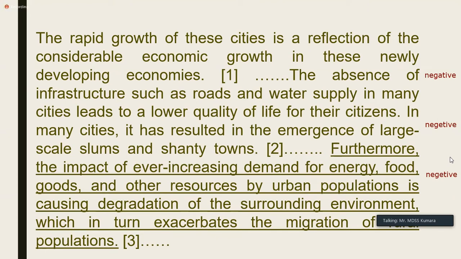Can we insert it here at position 3, at the end of this paragraph? After the last sentence, furthermore, the impact of ever increasing demand for energy, food, goods, and other resources by urban populations is causing degradation of the surrounding environment, which in turn exacerbates the migration of rural populations. Can we insert the sentence after this?